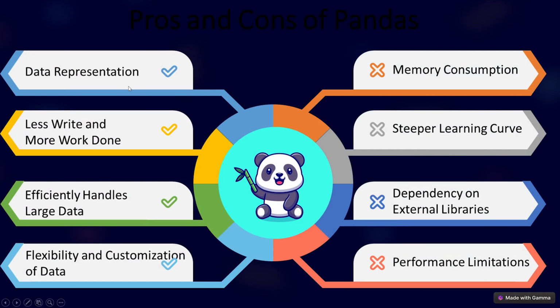First of all, on the left side, we've got the pros, which are going to be data representation, less writing and more work done, efficiently handling large data, flexibility, and customization of data, which totally I'm just going to say it's going to be fast and customizable. On the right hand, we've got the cons: memory consumption, steeper learning curve, dependency on external libraries, and performance limitations.